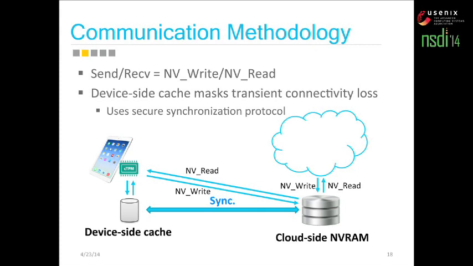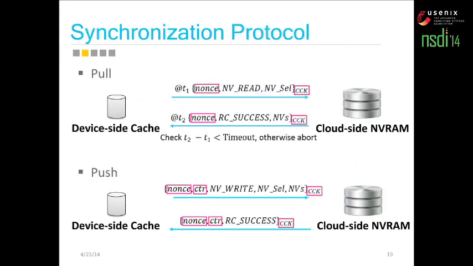Also, as transient network connectivity loss is common on mobile devices, we also provide a cache on the cTPM side to mask this transient network connectivity loss. We provide synchronization protocols to sync the client-side cache and cloud-side persistent storage. Here are some details of our synchronization protocols. We design a pull and a push method for NV read and NV write. Each of these synchronization processes involves two messages switched between cTPM and the cloud.